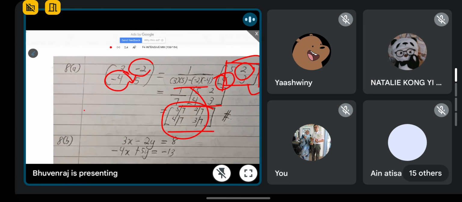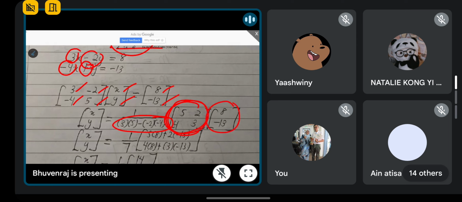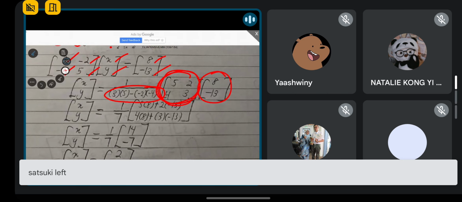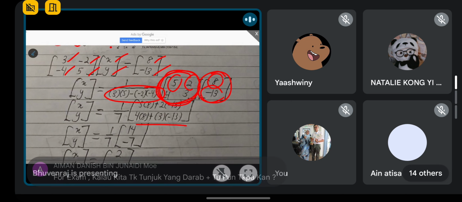Okay, so this one, again, you can directly substitute the value. Directly put inside 3, negative 4, negative 2, 5, all over here. And then xy, 8, 13. Okay, 8, negative 13, sorry. And then 1 over AD minus BC, same concept. Okay, and then you must inverse. Yang ni adalah matrix songsangan, inverse matrix. And then the 8, negative 13 comes over here. Okay, and then again you must do the matrix multiplication, pendaraban matrix. 5 times 8 plus 2 times negative 13.